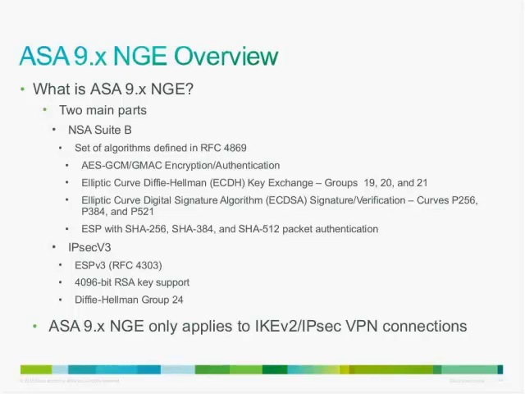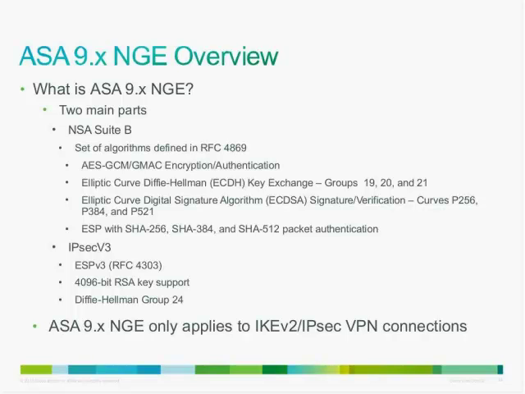4096-bit RSA key support was not present prior to the ASA 9.x release. We only had support up to 2048. Now 4096 adds better security to the ASA and the incoming connections with the RSA keys, and Diffie-Hellman Group 24 also provides the same support. Now the ASA 9.x next-gen encryption only applies to IKEv2 connections, not IKEv1 VPN connections with the ASA.